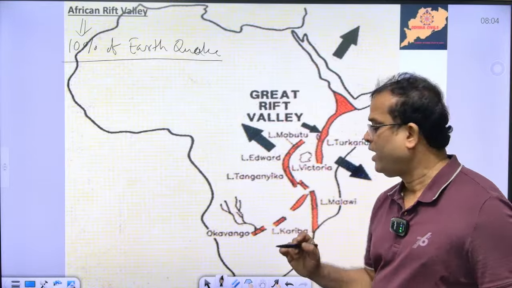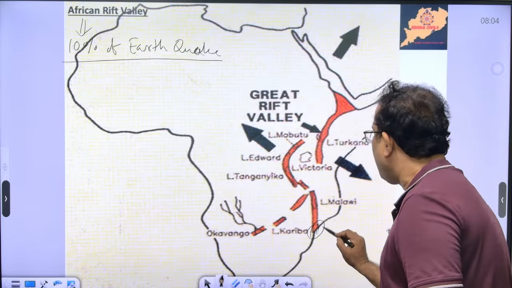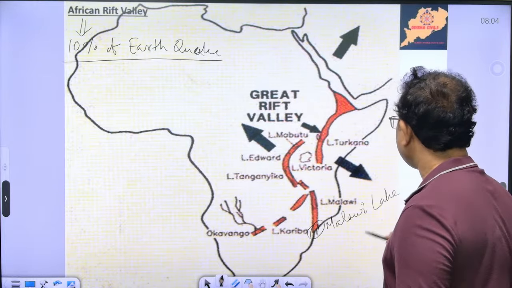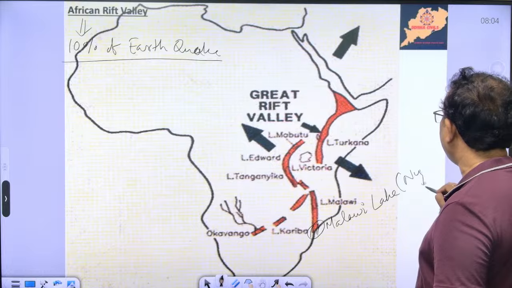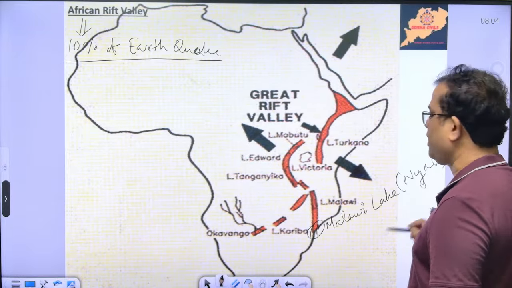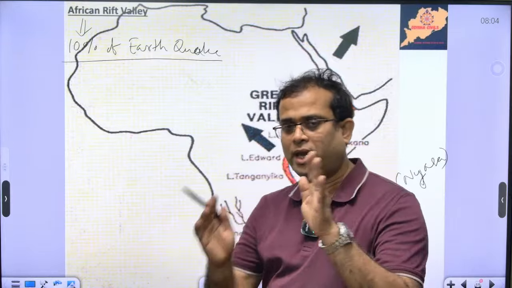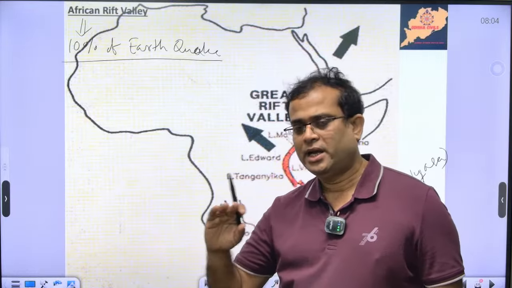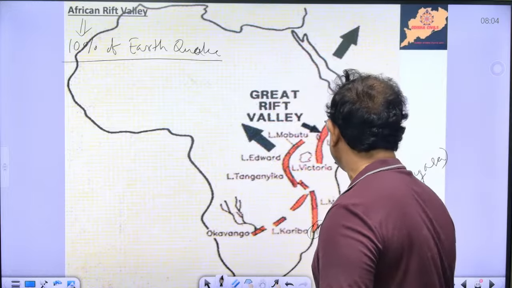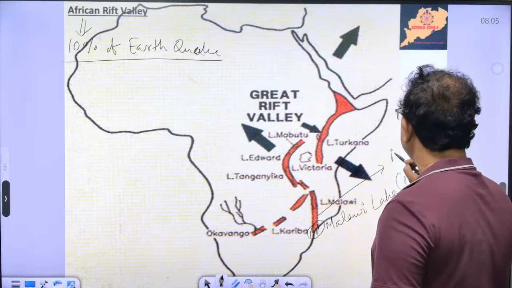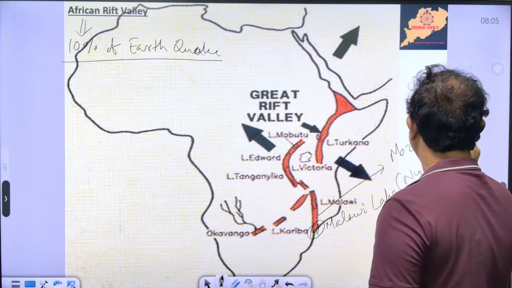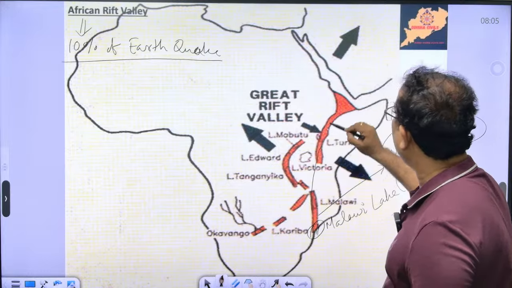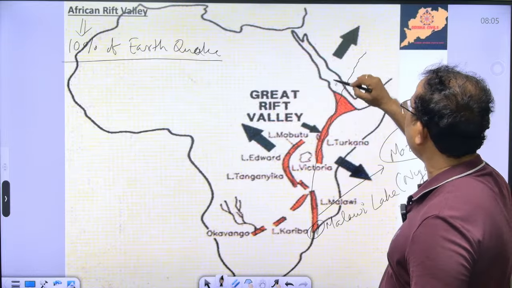So where does it start? It starts from here, Lake Malawi, which is also called Lake Nyasa. It starts near Mozambique. Malawi is a very small country adjacent to Mozambique. So it starts near Mozambique, and it goes all the way back.